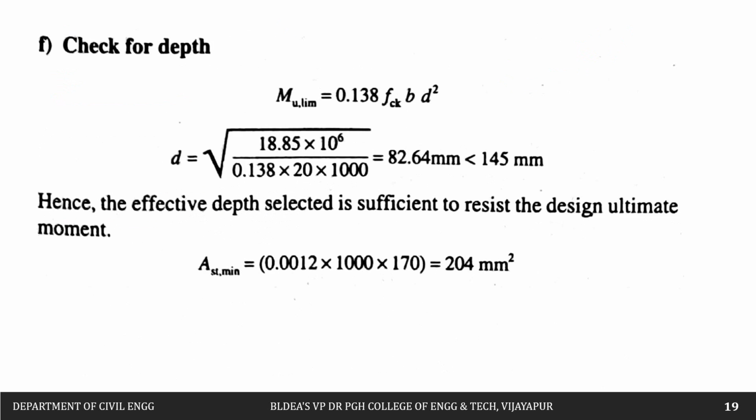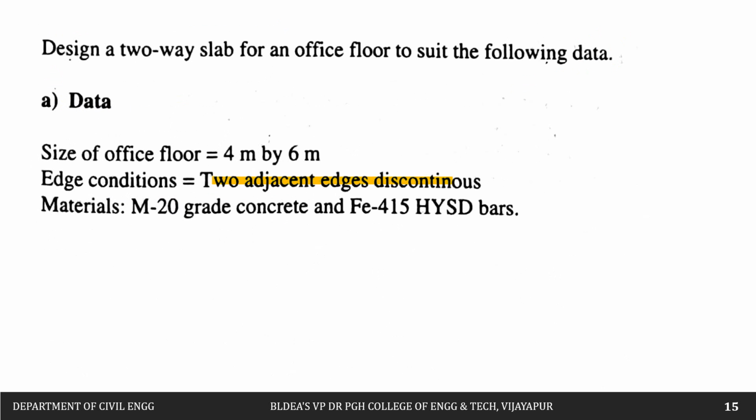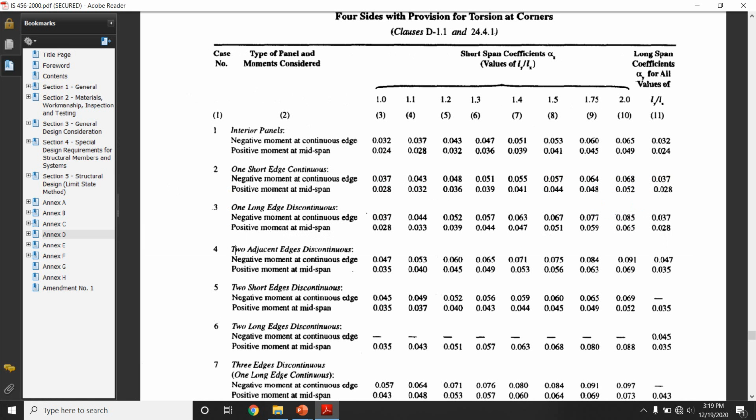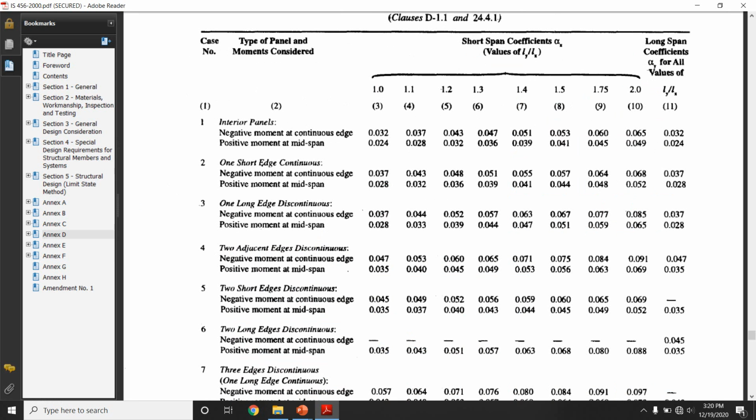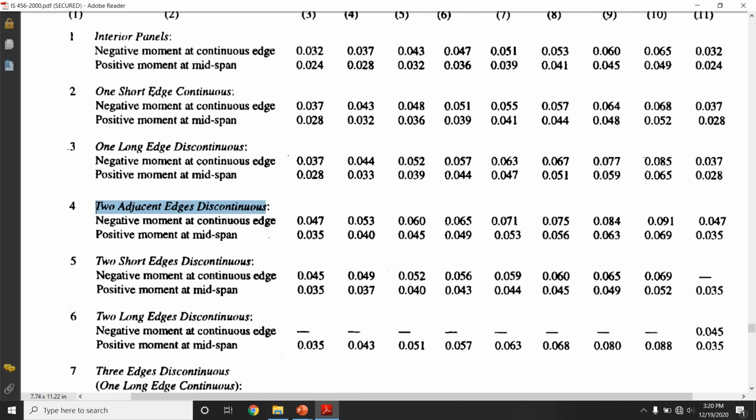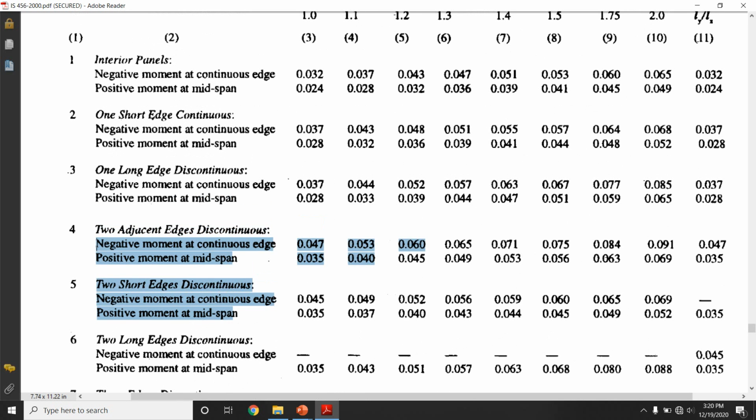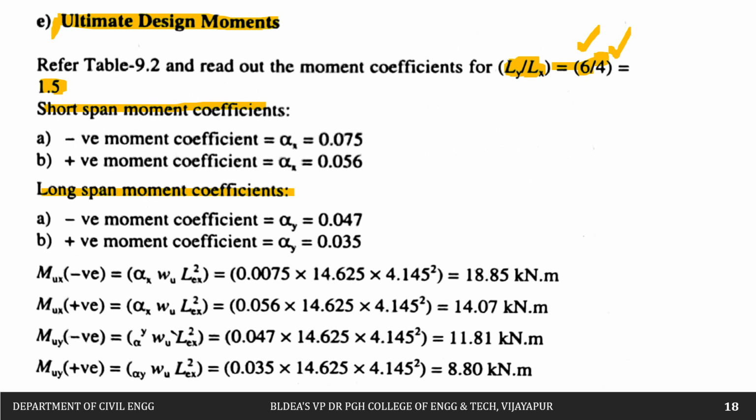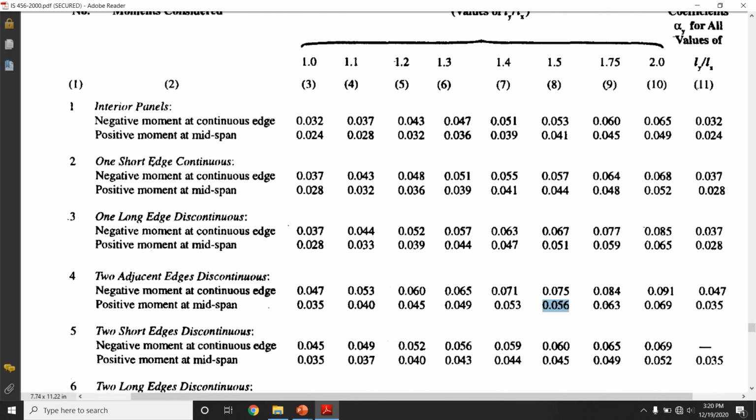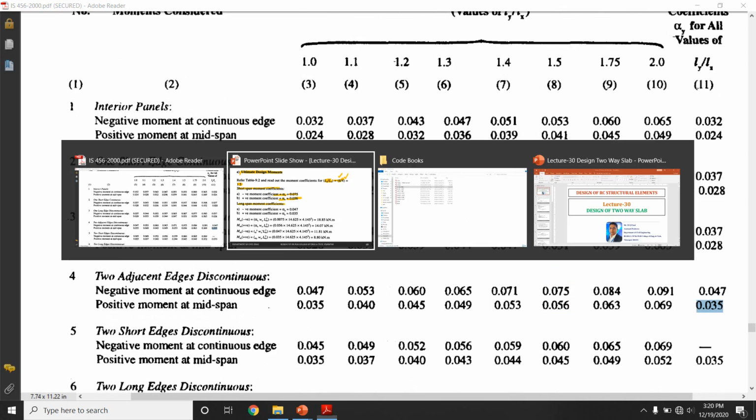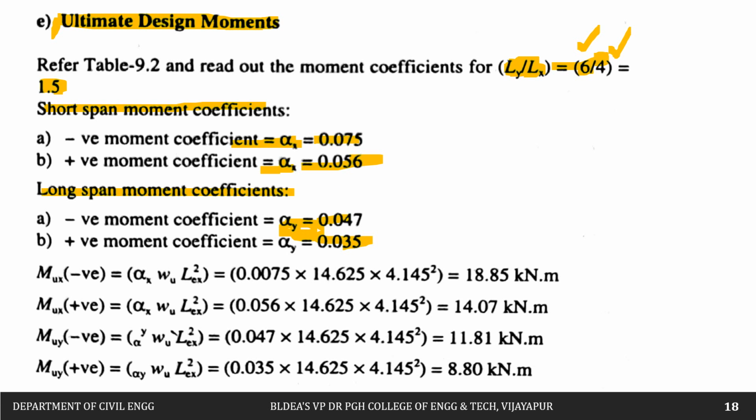Here two edges are discontinuous. If you refer to the problem, two adjacent edges are discontinuous. So here you can see two adjacent edges discontinuous. This top value will be for negative reinforcement. This will be the negative moment, and we also have the positive moment. Top value will be negative, bottom will be positive, that is 0.075 and 0.056. So 0.075 is negative alpha x, and positive alpha x is 0.056. The next is for alpha y, you can see here 0.047 and 0.035, that is the negative moment coefficient and positive moment coefficient.